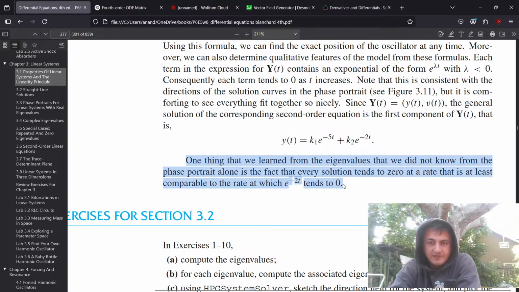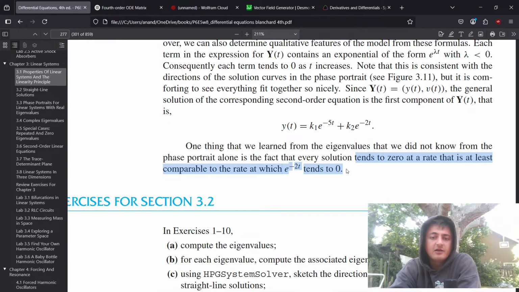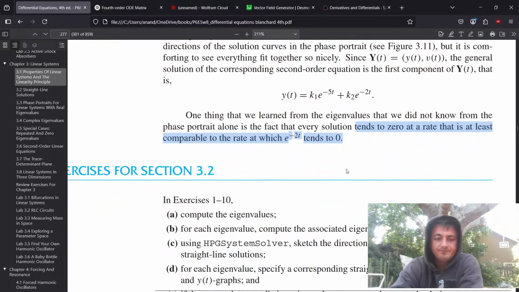One thing that we learned from the eigenvalues that we did not know from the phase portrait alone is the fact that every solution tends to 0 at a rate that is at least comparable to the rate at which e to the minus 2t tends to 0. All right.